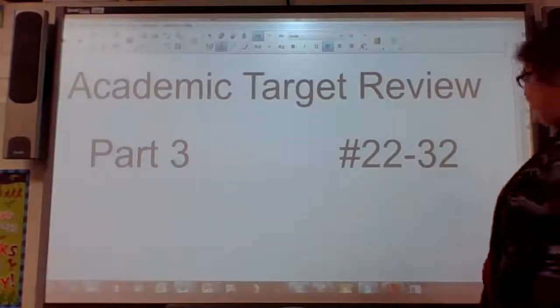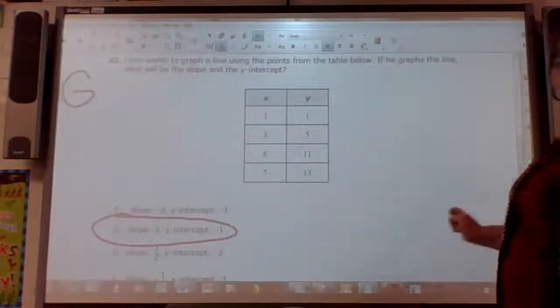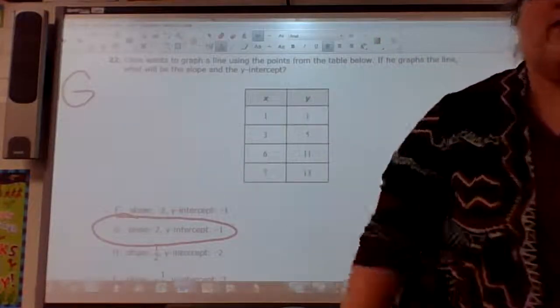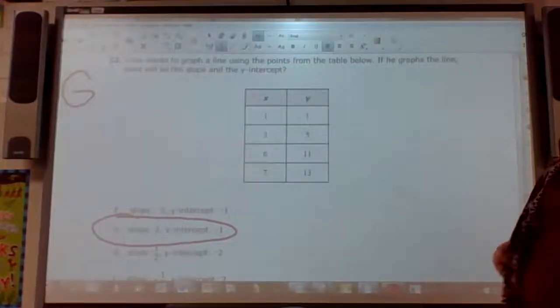So let's get started. Number 22. The correct answer was G. So if you got it right, awesome. If you didn't get it right, well, let's figure out how to do it.